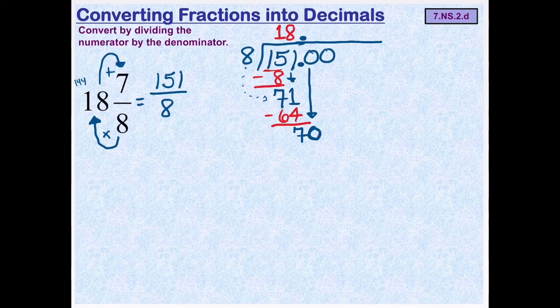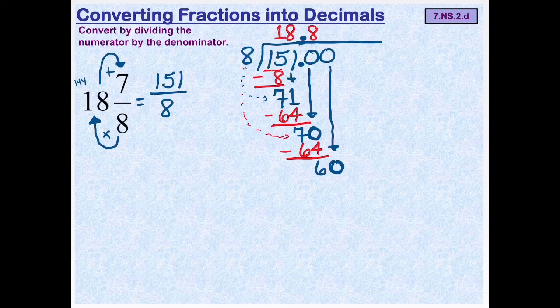So now we're going to divide 8 into 70. How many 8s divide into 70? Well, that is going to be 8 times 8, which is 64. Subtract. 70 minus 64 is 6. And I haven't seen anything repeating yet. So we're going to put a 0 down here. Now we're going to divide 8 into 60. We have not done that yet. We have not divided 8 into 60. So how many 8s divide into 60?